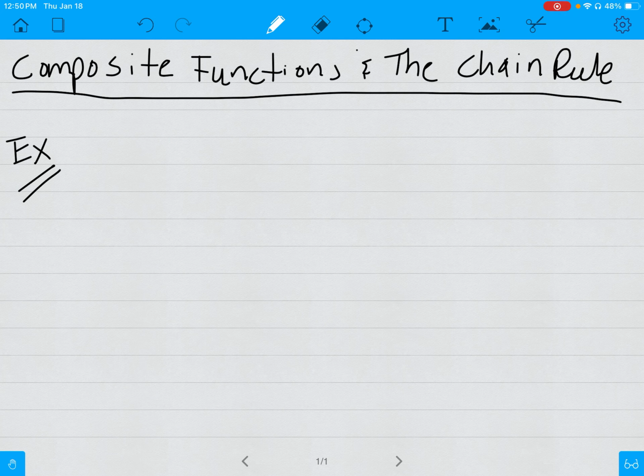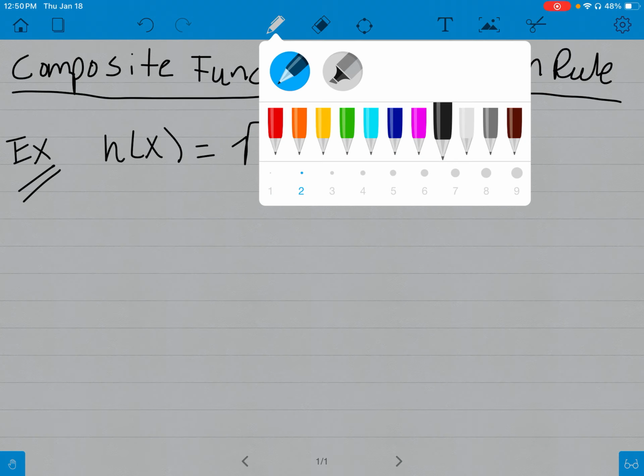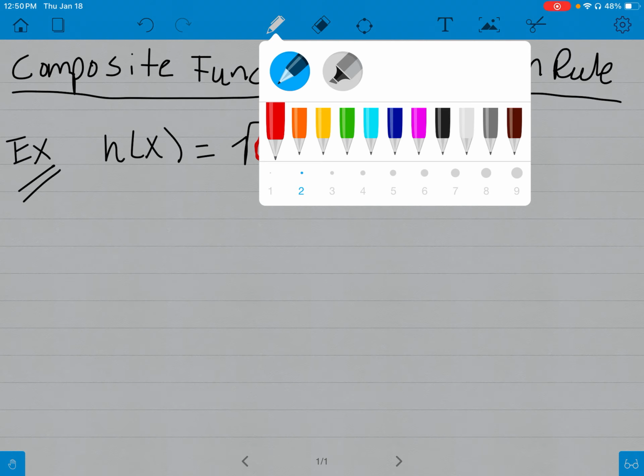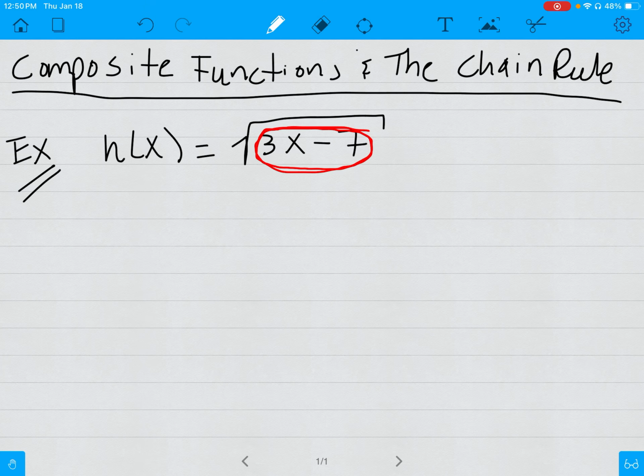Okay. If I had, I don't know, h of x equals the square root of 3x minus 7. Okay, that is a composite function. And the reason that that is a composite function is because I have kind of two things going on. On the inside, if you want to think of it that way, I have this 3x minus 7. And I am putting that into this function on the outside, the square root function.